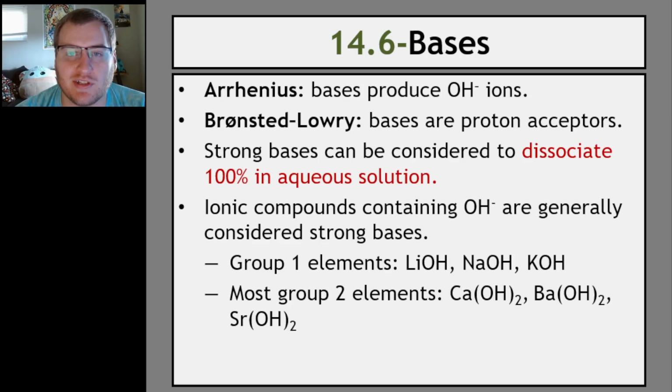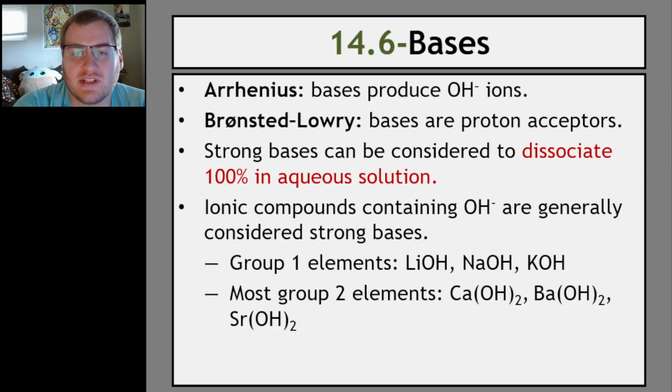So a couple definitions, like we said, Arrhenius bases produce hydroxide ions, OH minus ions. Bronsted-Lowry definition says that bases are proton acceptors. So there's two ways to think of bases, and sometimes we'll have to use either one, depending on what the base is. So a base is something that gains an H plus, or a base is something that when you dissolve it in water produces OH minus. In reality, that means the same thing, but it might be harder to understand when something's a base.